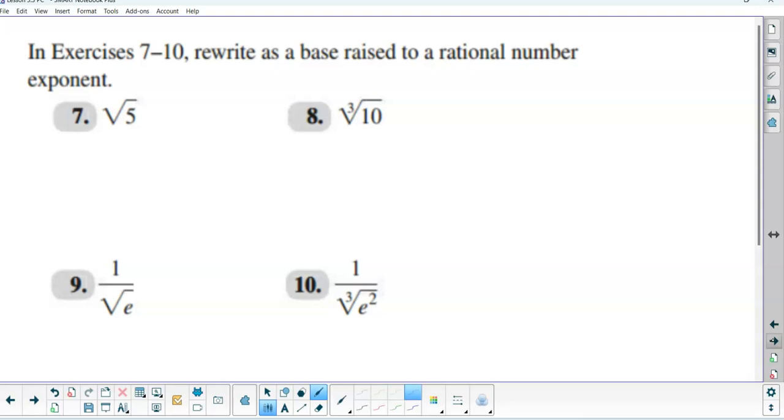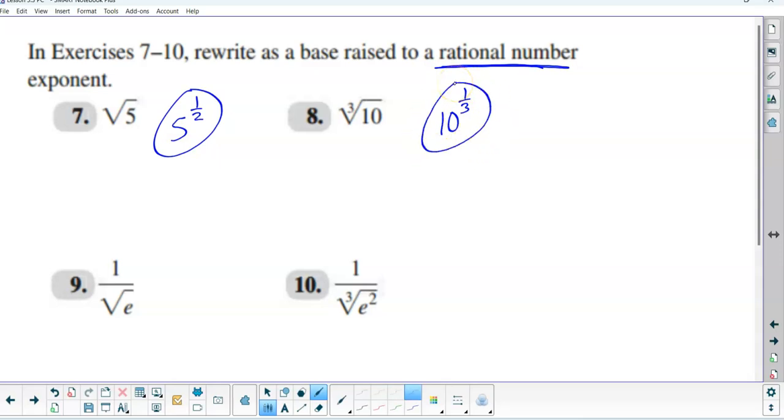And then these last 4, it says to rewrite as a base raised to a rational number. In case you've forgotten, a rational number is a number that can be written as a fraction. And so the square root of 5 is the same thing as 5 to the 1/2 power. Number 8, we have the 3rd root of 10. Well, that's the same thing as 10 to the 1/3 power. And number 9, we have the square root of e, and it's on the bottom of a fraction. And so since it's on the bottom of a fraction, we'll have to have a negative exponent. And since it's underneath a square root, it's going to be e to the negative 1/2.